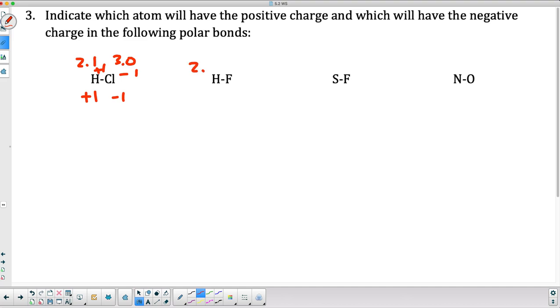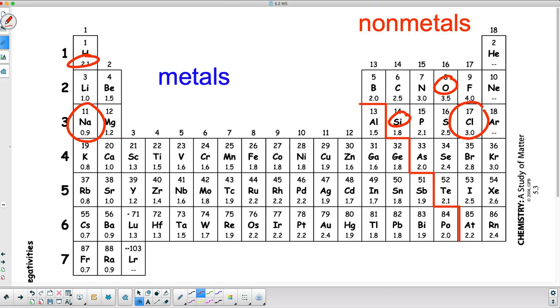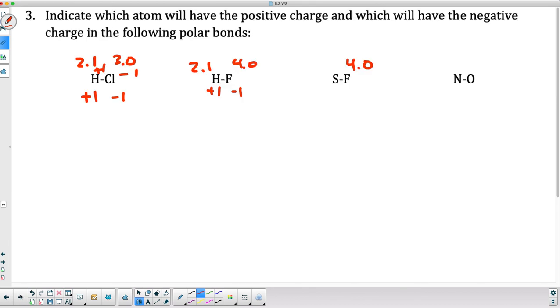It works out to be like this for pretty much all of them. 4.0, so this is going to be the +1, this is going to be the -1. Oh, let's take a look at sulfur. I know automatically that fluorine is still 4.0 and is going to be the more electronegative. But let's go back to sulfur and see what it is. Sulfur is right here at 2.5. So at 2.5, I'm still going to have the negative for fluorine and the positive for sulfur. It doesn't matter whether it's a +1 or a +2 or whatever.